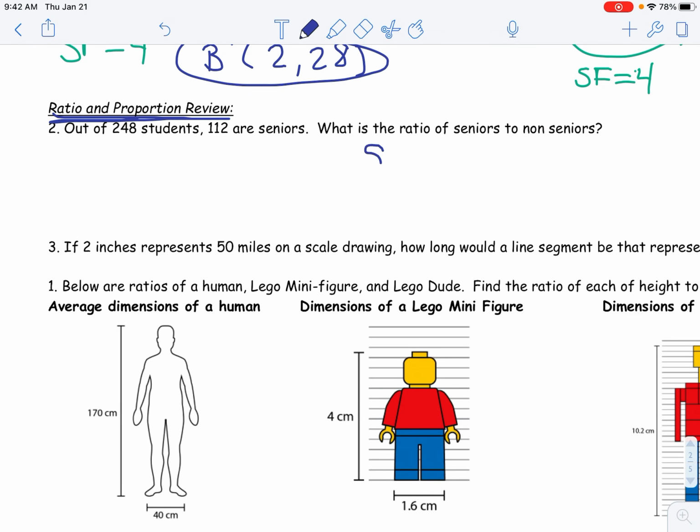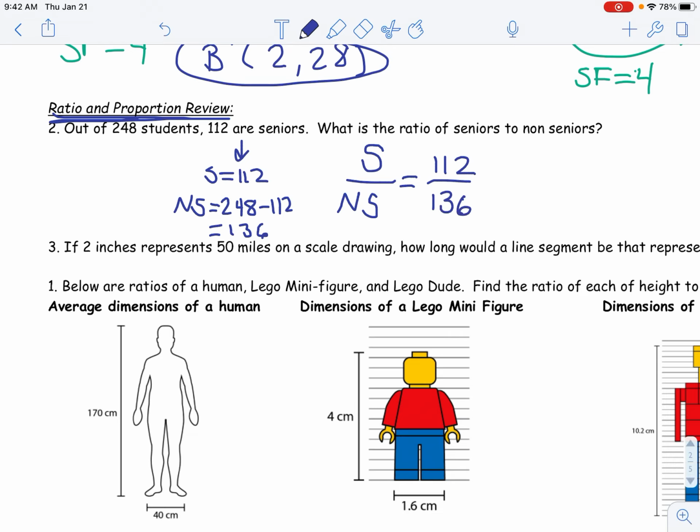So we need seniors to non-seniors. Well, we already know seniors equals 112. Non-seniors, how many non-seniors are there? Well, 248 minus 112 equals 136. Now the ratio, which is just another word for fraction, is 112 over 136.